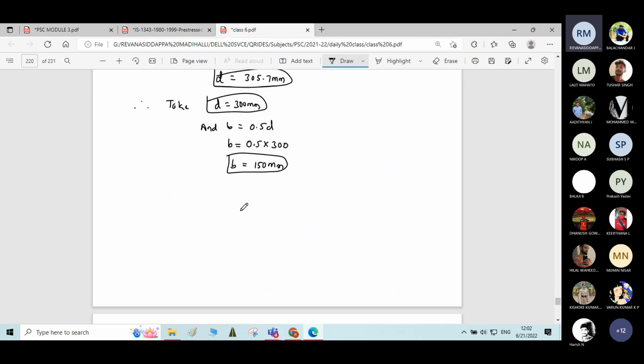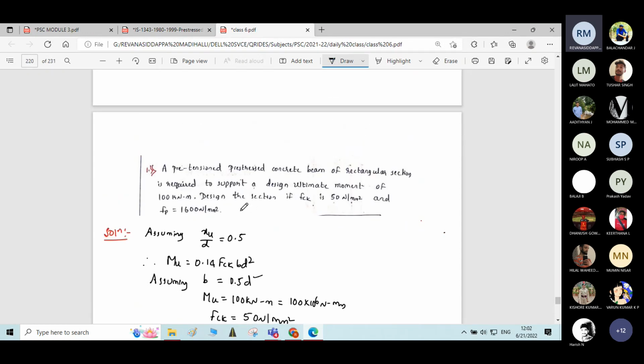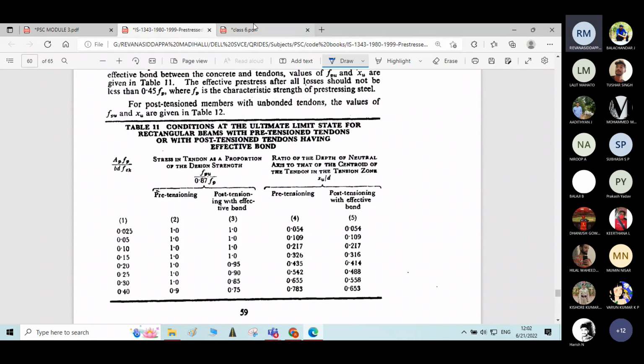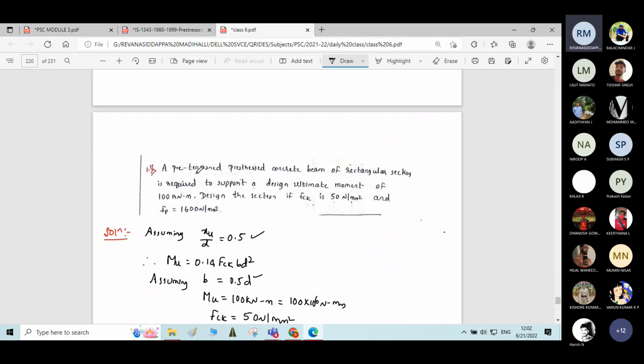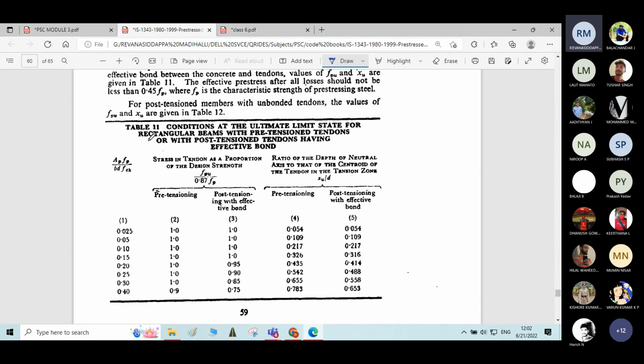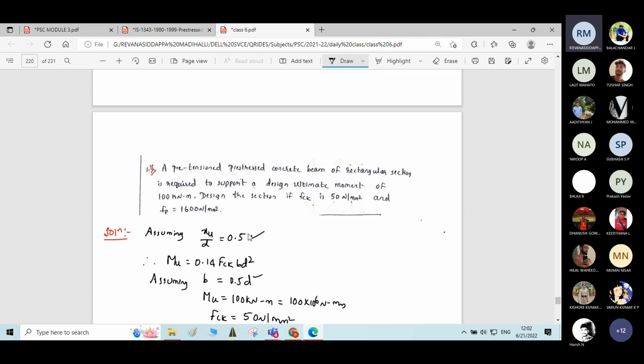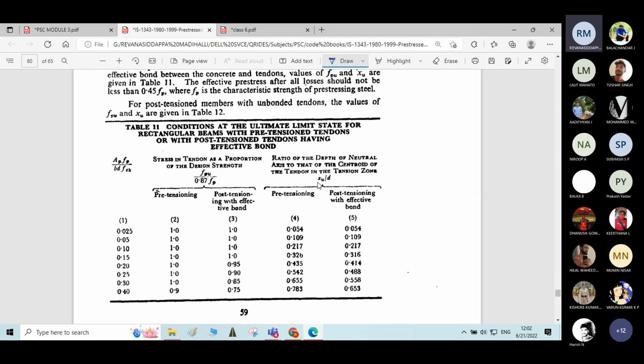Okay. Now in this design problem, what we assumed? We assumed XU by D is equal to 0.5. Okay. Now what we have to do is using Table 11. Okay. Using this table, it is a pre-tensioned beam. Correct. For pre-tensioned beam, of course, the table 11 we have to refer. Okay. Now we have assumed XU by D is equal to how much? 0.5. Corresponding to XU by D is equal to 0.5. Okay.